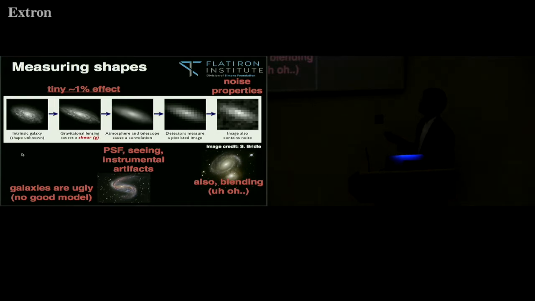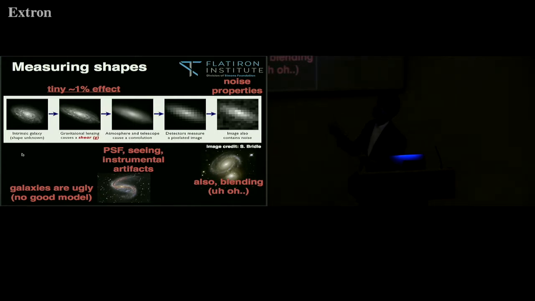So if you try and measure this thing together, imagine it goes through here, and you get some noisy image, you're going to get something that's catastrophically wrong. So we need to be really good at either deblending galaxies or flagging the ones that are blended and throwing them out. So all of these things, and this, by the way, is the concise list.